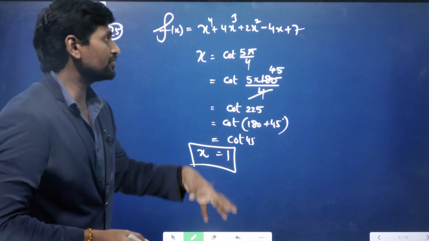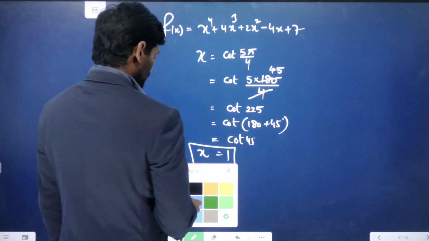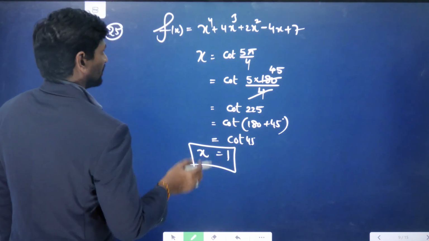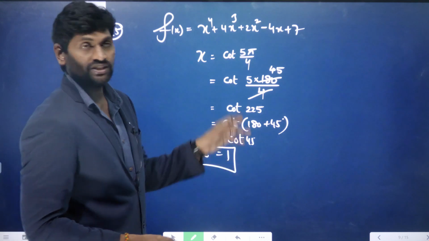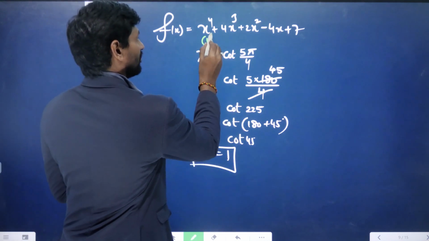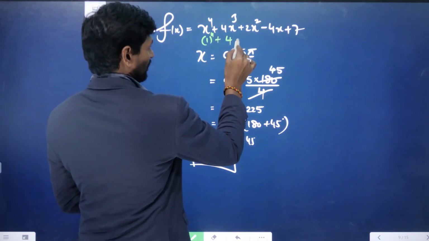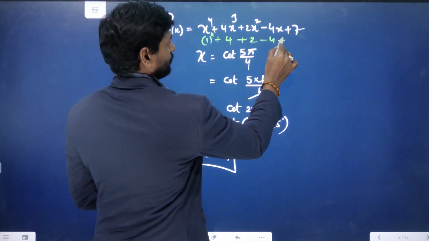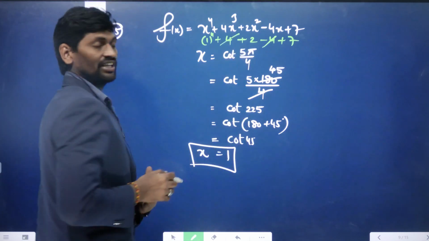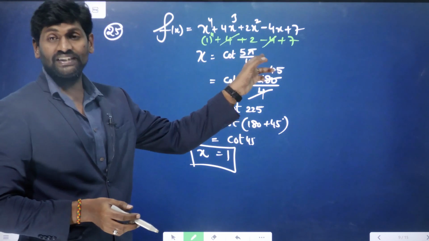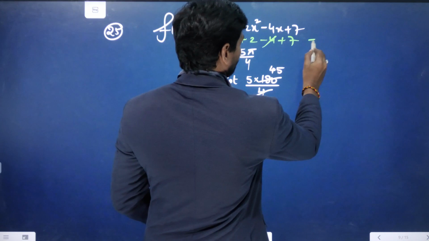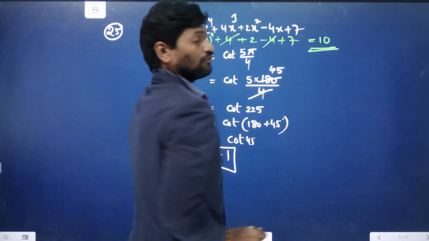This x value substitute in the given equation. I am writing in the given equation. What is that? X power 4. That means in the place of x, just apply 1 power 4. 1 power 4 is nothing but 1 only. This is 1, 4, 2, minus 4 plus 7. Minus 4 plus 7 cancel. 1 plus 2, 3. 3 plus 7 is 10. The required answer is 10.